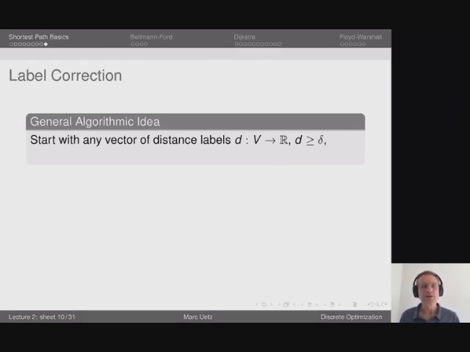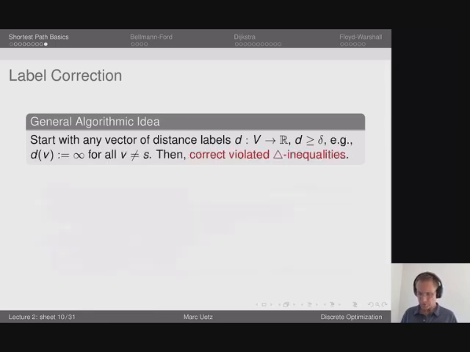So this already brings us to the basic and fundamental algorithmic idea, which is underlying all these algorithms to compute shortest paths in graphs. So we start with any vector of distance labels D, which are upper bounds on the true shortest path lengths. And you should really think of this as d of V being plus infinity, for example. And then what we need to do in order to get the true shortest path lengths is we have to correct all the violated triangle inequalities until no violated triangle inequality exists.